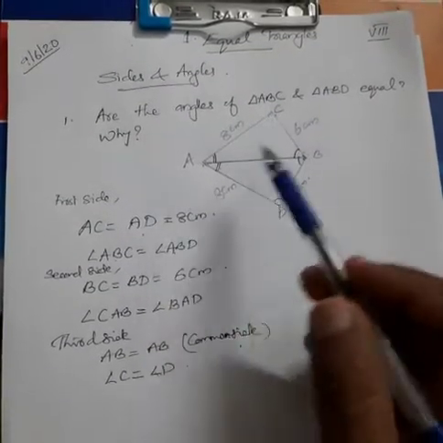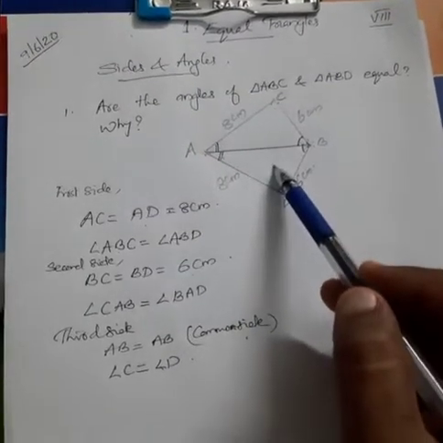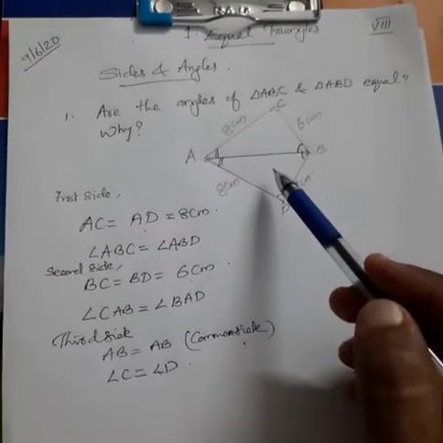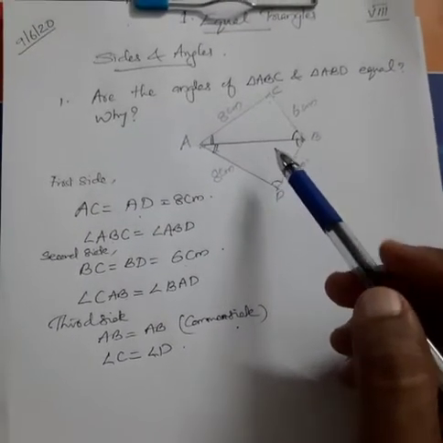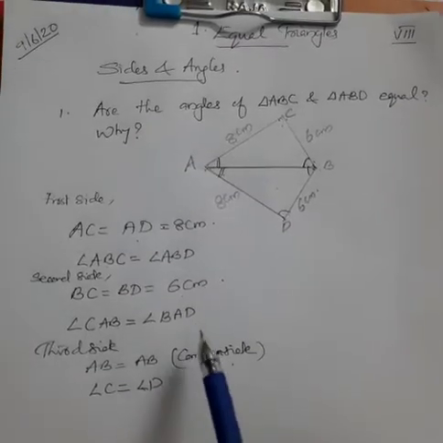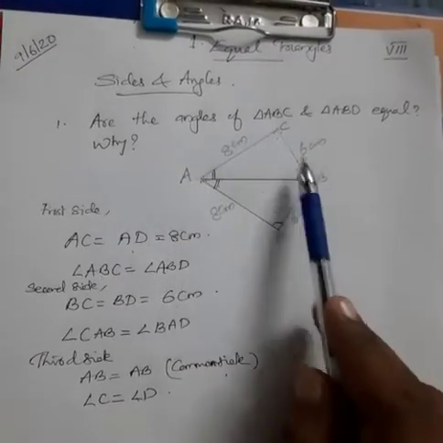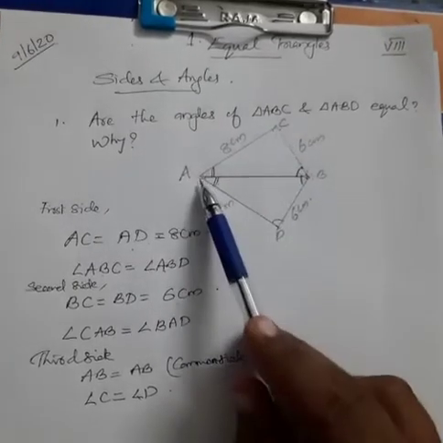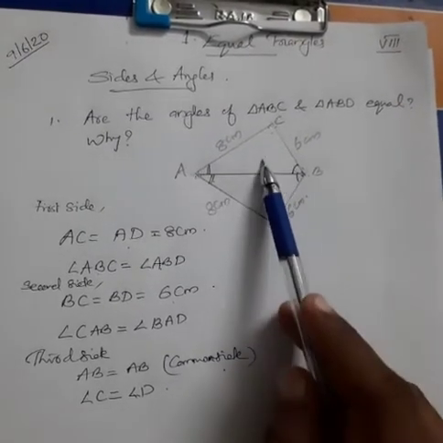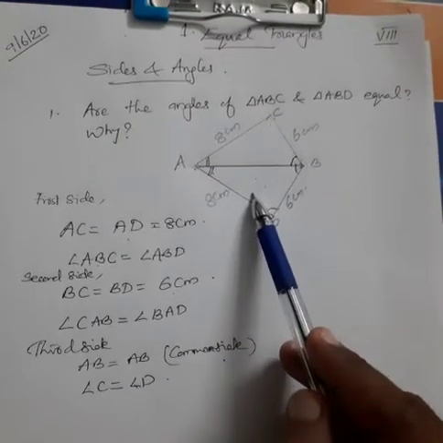If the sides and angles of one triangle are equal to the sides and angles of the other triangle, both the triangles are equal. And the reason is this one: if the sides are equal, opposite angles are also equal. So once again see this one. Since the sides of triangle ABC are equal to the sides of triangle ABD, the angles of triangle ABC and the angles of triangle ABD are also equal.